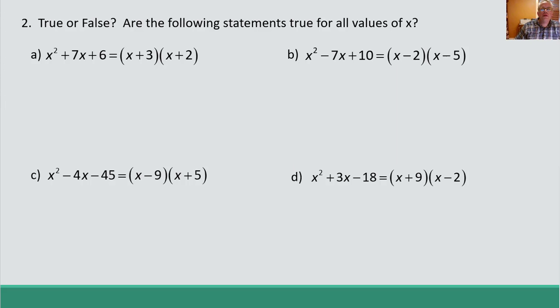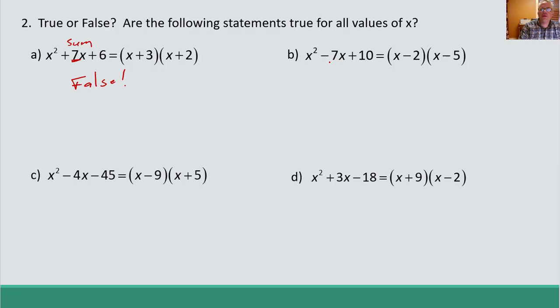All right, so on these next ones, we're just going to check if these are true or false. And we're going to do this without actually multiplying. We're going to look for the pattern. So we have x squared plus 7x plus 6. Well, this number should be the sum of those two numbers. And it's not. 3 plus 2 is 5, not 7. So I can tell you that this is false already.